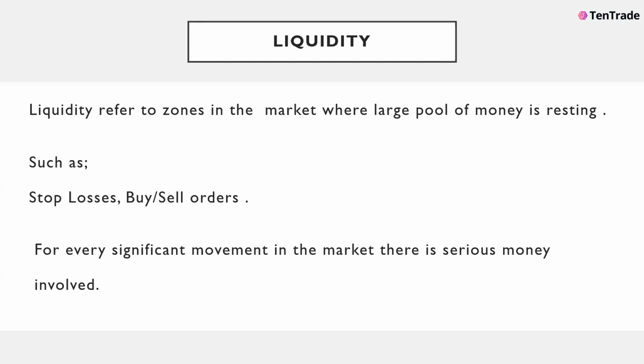There is a large pool of money in these areas of the market. This money appears in the market in the form of stop losses, buy or sell orders. Basically, when you buy a market, you're definitely going to put your stop loss. And when the market hits your stop loss, money is leaving your account. Before the market makes any serious movement, to an upside or to a downside, more often than not, it's going to take liquidity, which is money, before it makes that move.